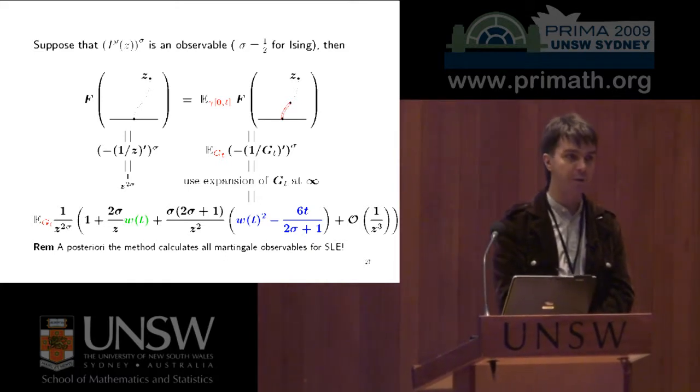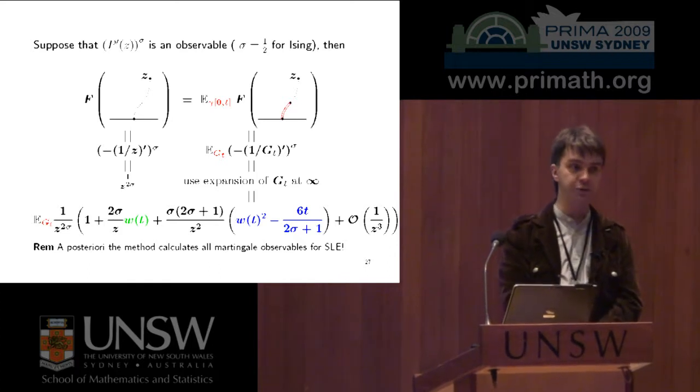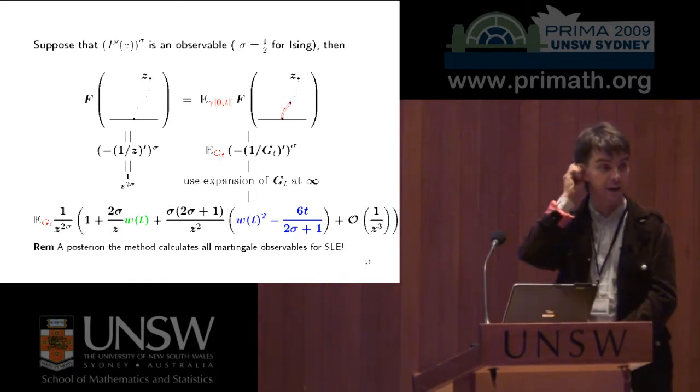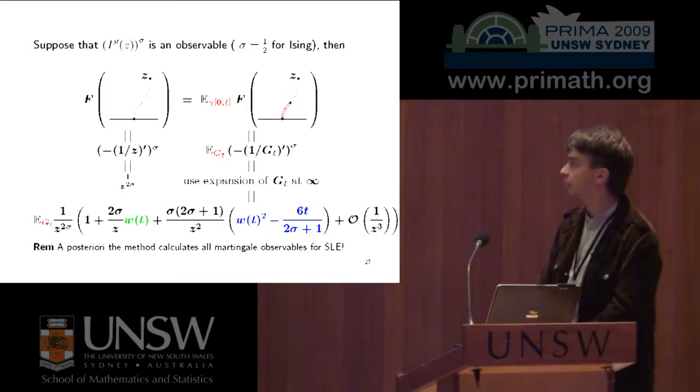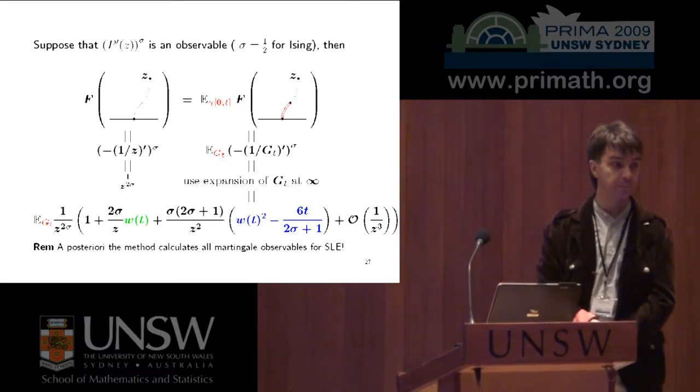It's a calculation with formal power series. Of course, there are some technicalities on top of that, but more or less this is the idea why Schramm decided to plug Brownian motion into the Loewner evolution.